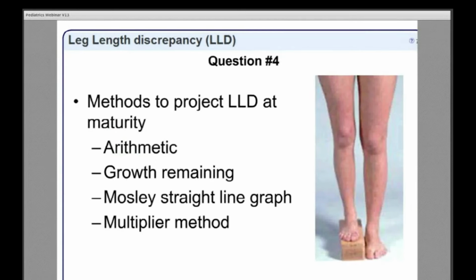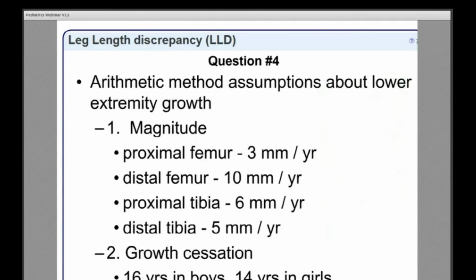The methods to project limb length discrepancy at maturity include the arithmetic methods, the growth remaining method, the Moseley straight line graph, and the multiplier method. The arithmetic method makes a few assumptions about lower extremity growth. These include that the magnitude of growth of the proximal femur is 3 millimeters per year, the distal femur is 10 millimeters per year, the proximal tibia is 6 millimeters per year, and the distal tibia is 5 millimeters per year. And these growth magnitudes continue until growth stops at age 16 in boys and 14 in girls.